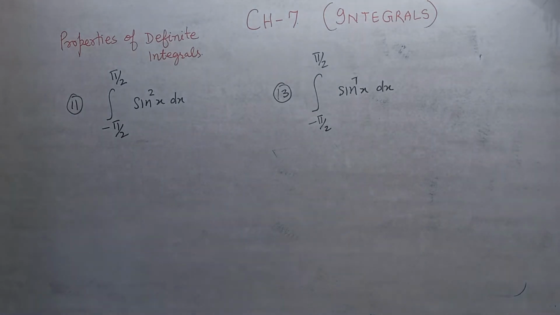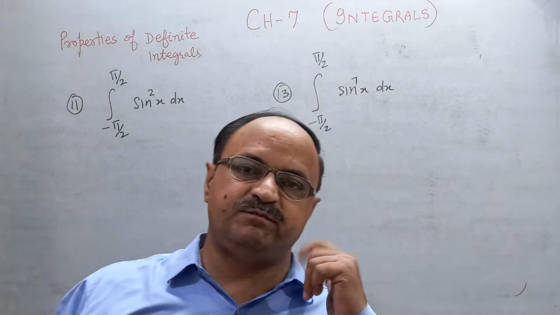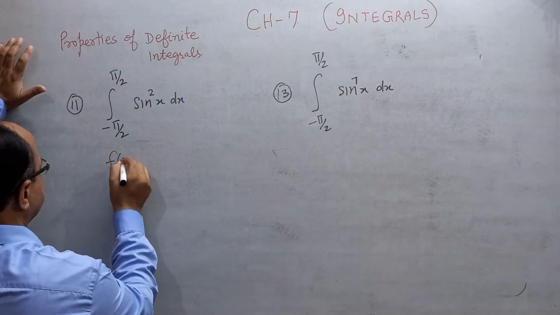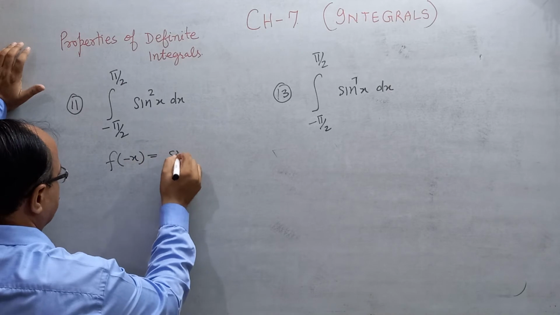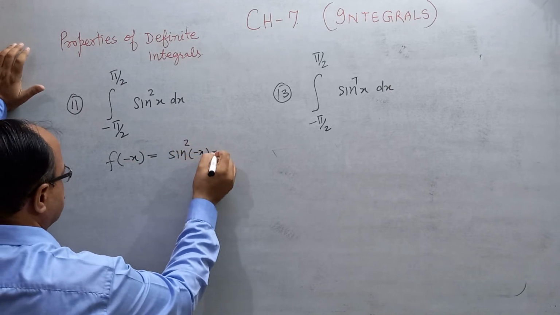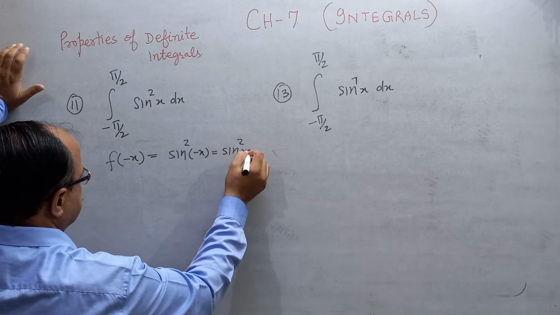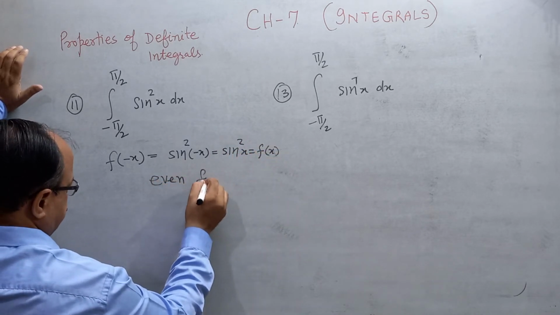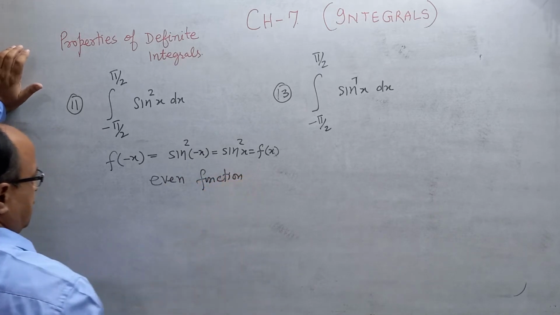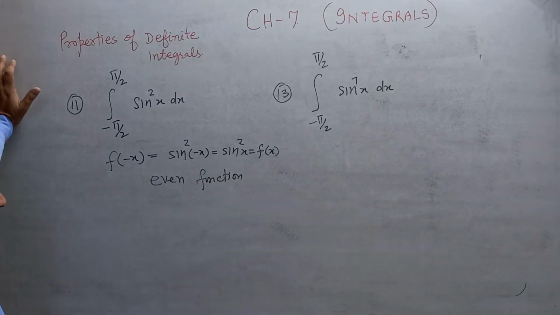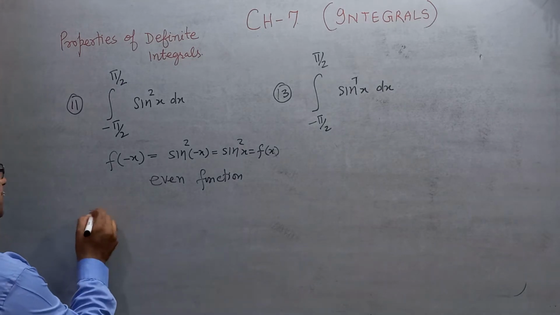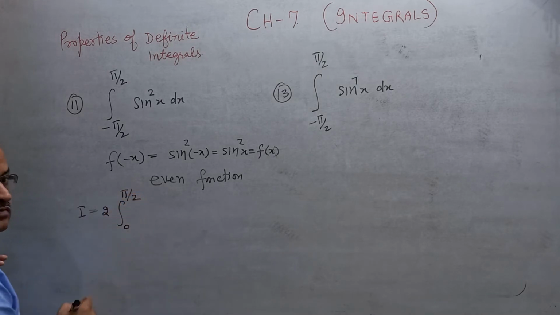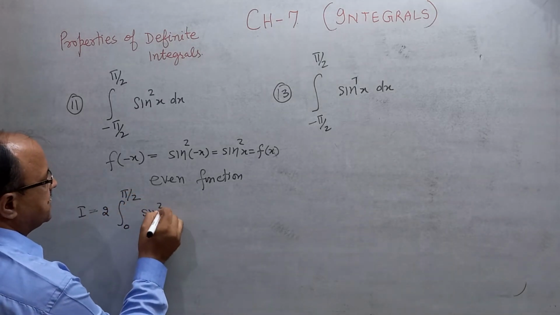Correct? Now you know that in this question we apply P7. P7 means firstly check whether it is an even function or an odd function. Sin square of minus x, you know that sin square x is f of x. Therefore it is an even function. When you replace x by minus x, it gives f of x, an even function. And for an even function, we write twice the integral from 0 to pi by 2 of sin square x dx.